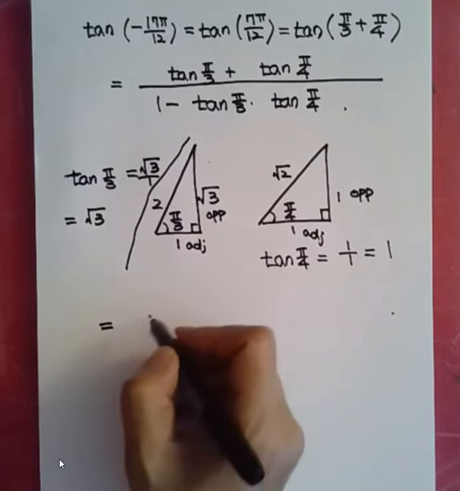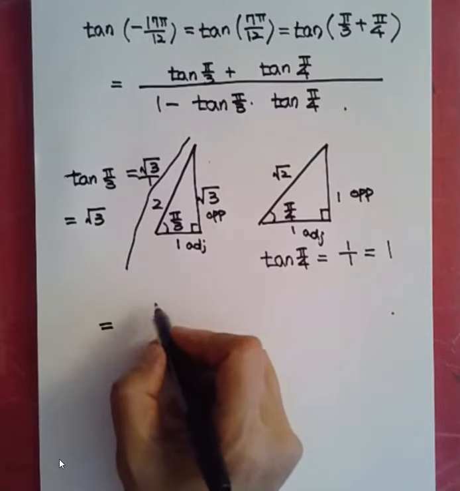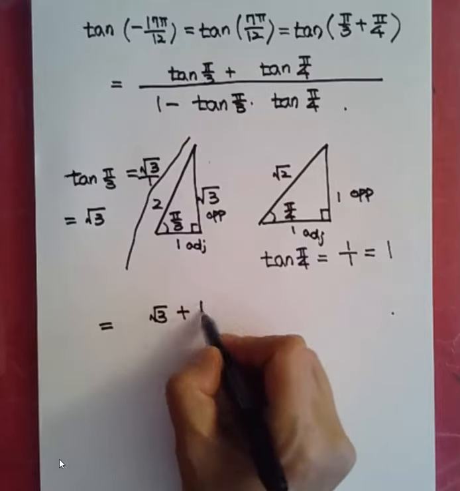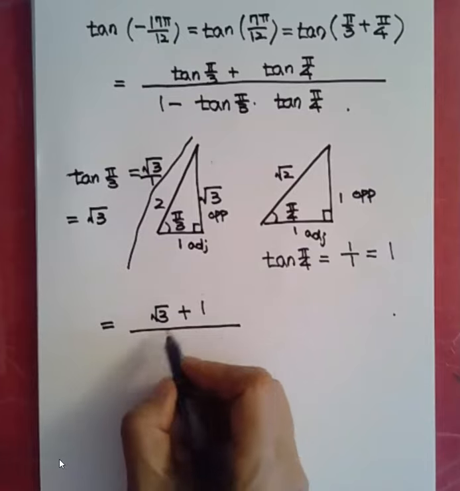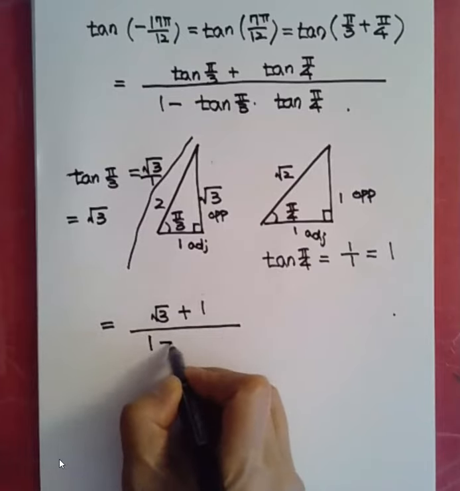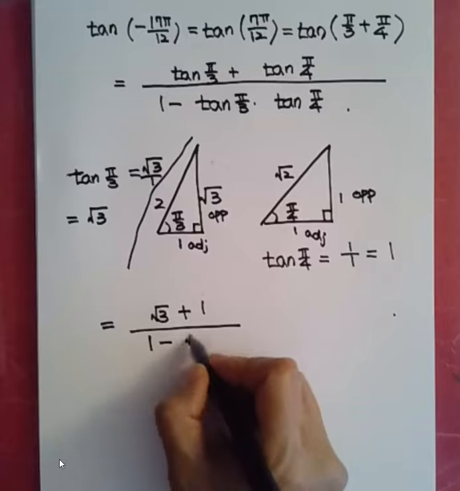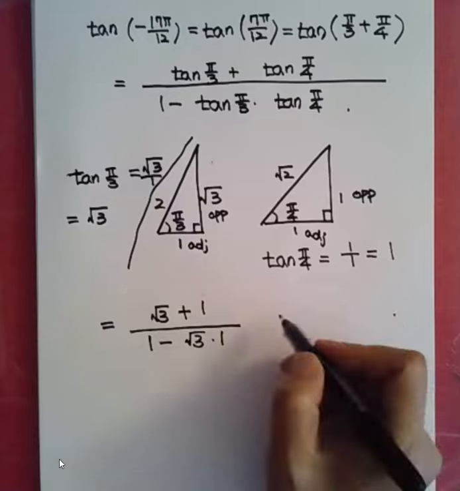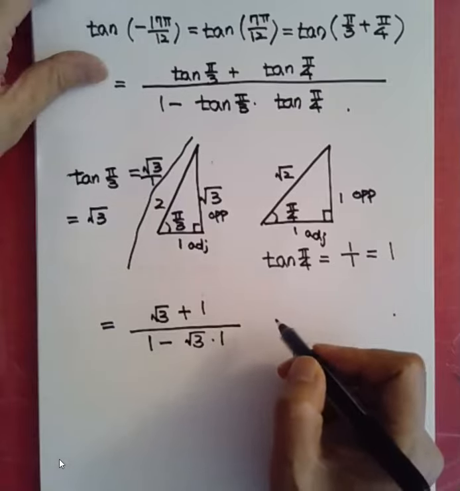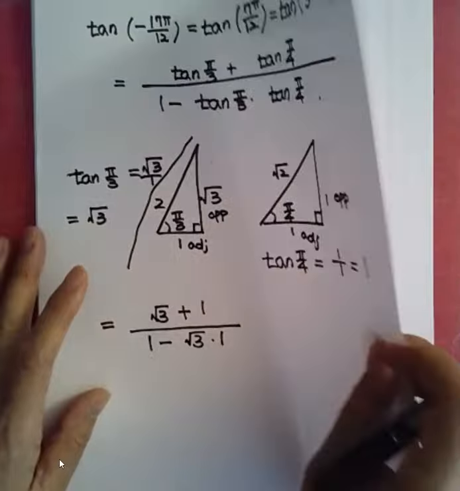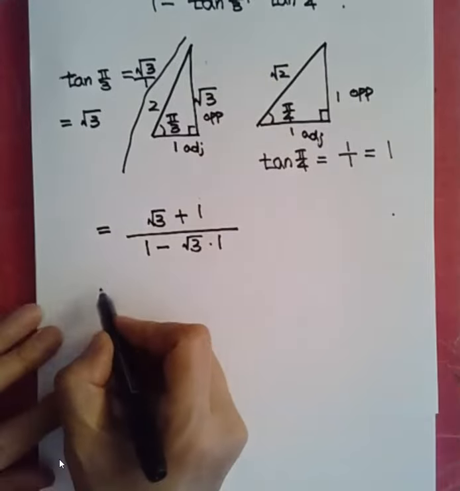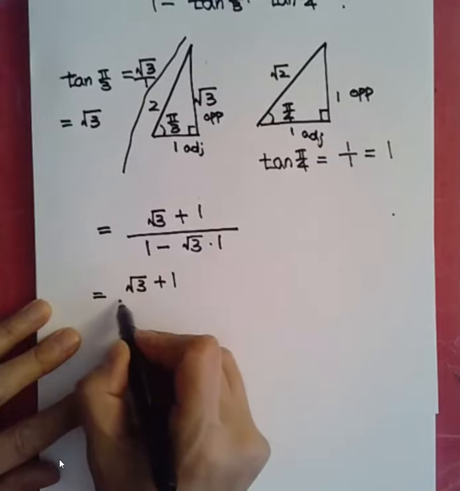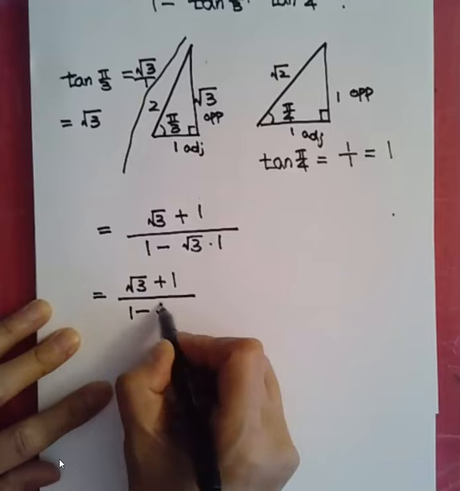So let's do substitution. Tangent of pi over 3 is square root of 3 plus tangent of pi over 4 is 1, over 1 minus tangent of pi over 3, which is square root of 3, times tangent of pi over 4, which is 1. So that equals square root of 3 plus 1 over 1 minus square root of 3.